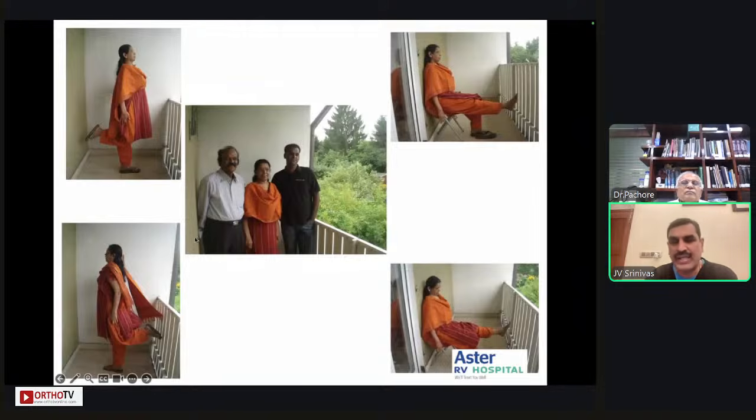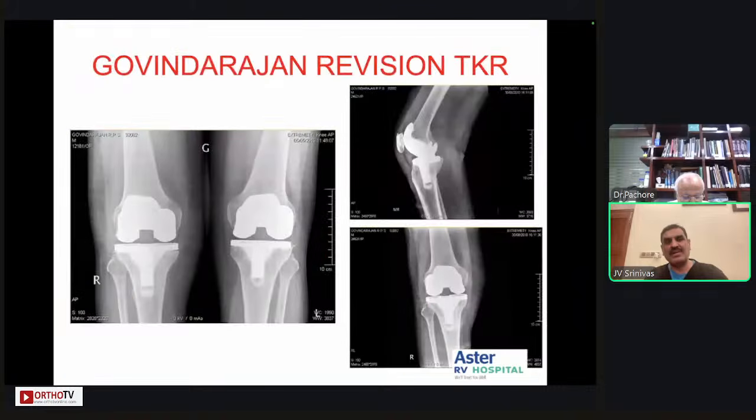There is no extensor lag. You can notice right and left knee, there is no extensor lag. There's a good range of movement. One is a primary knee, the other one is a revision done. She herself is a physiotherapist. You can see there's no extensor lag. You need not worry about the extensor lag in a VY-plasty. VY-plasty is done for a contracted muscle where you are lengthening it. Definitely, it can be a good approach.